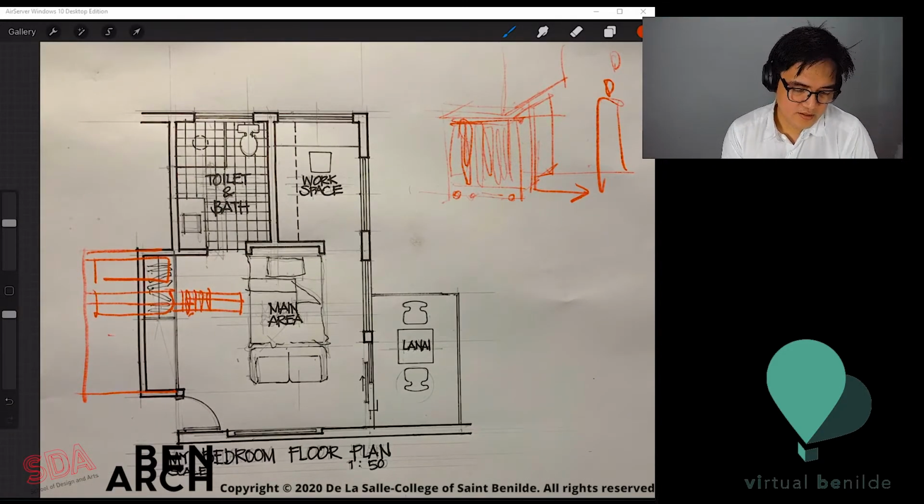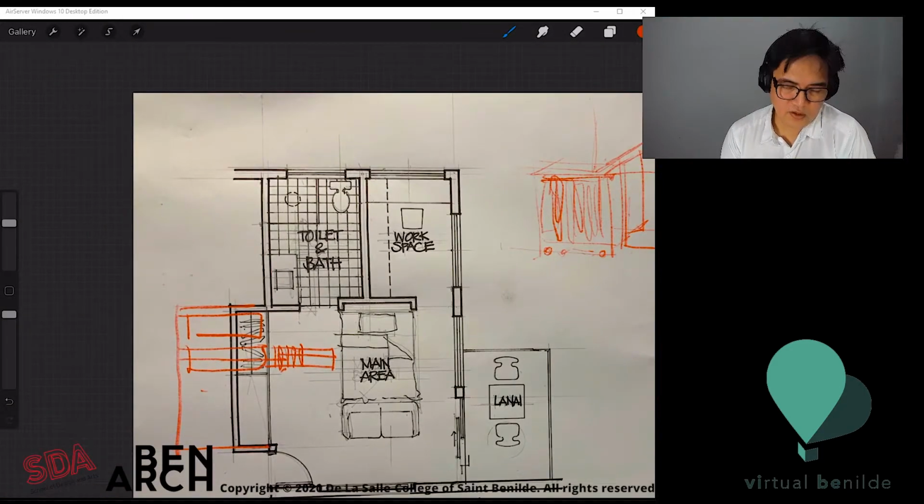You could do this. And then some improvements to your layout. Of course, the toilet seems to be sufficient, but you could move that wall to make it a bit bigger.